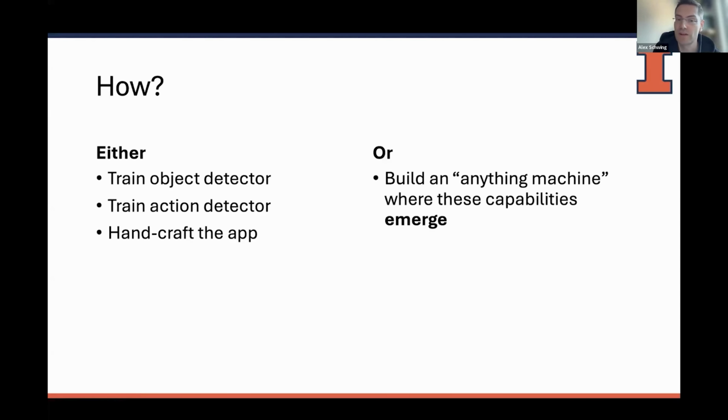One is, we could train object detectors, we could train action detectors, and we could essentially take many of the tools that I initially talked about and put them together to achieve this. Or maybe the other approach is to build what I call for now an anything machine, where these types of capabilities essentially emerge automatically.